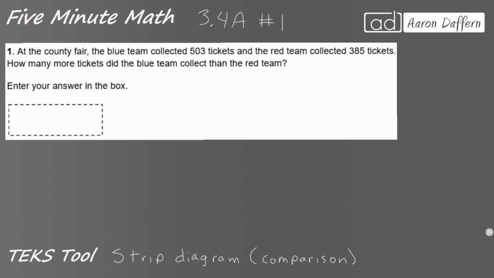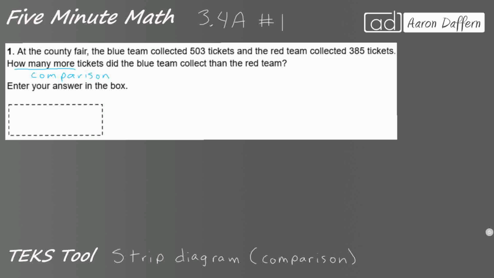So we've got a county fair, we've got a blue team and a red team. And we want to know how many more tickets the blue team collected than the red team. Well, when we see something like how many more, that's a big clue that we are dealing with a comparison. Now, a comparison is going to act the same way in regards to the operations as a part whole, but it's different because we don't have a part and a whole. We've got two separate quantities.